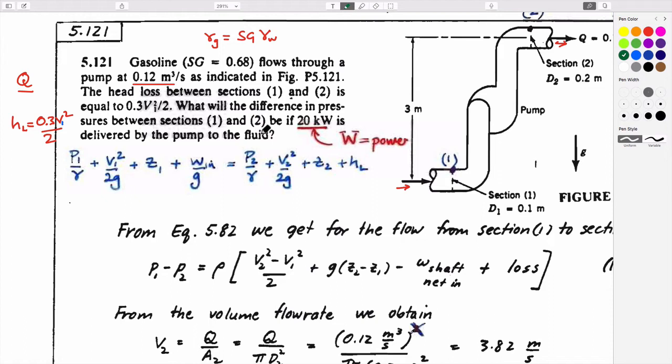And you're asked to find the difference in pressures between 1 and 2 if there's this amount of energy being put into the system, which is power. So this is what we'd call uppercase W dot in watts, joules per second.